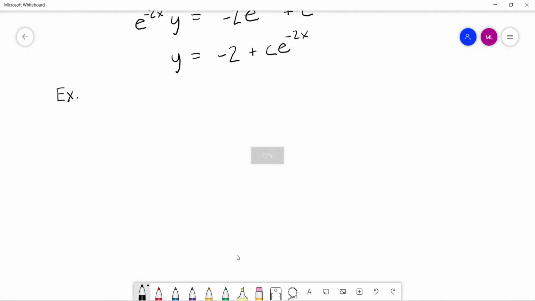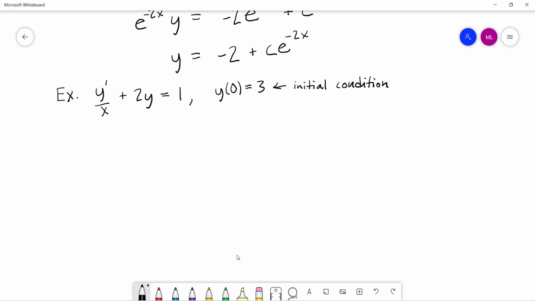For this one, I'm going to move to prime notation instead of always using Leibniz notation. I'm going to write y prime over x plus 2y equals 1 with an initial condition of y of 0 equals 3. So this right here is our initial condition. It tells us the value of the function when x is 0. The y value is 3.